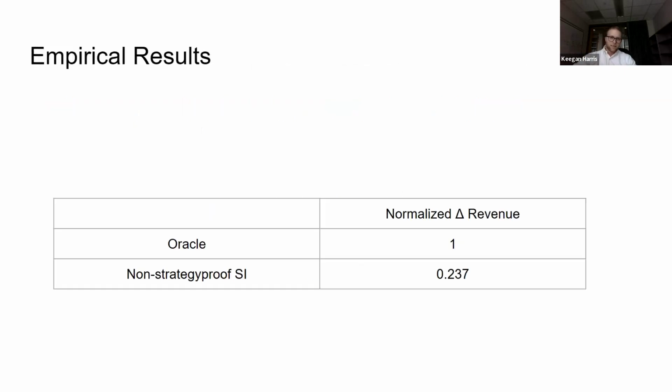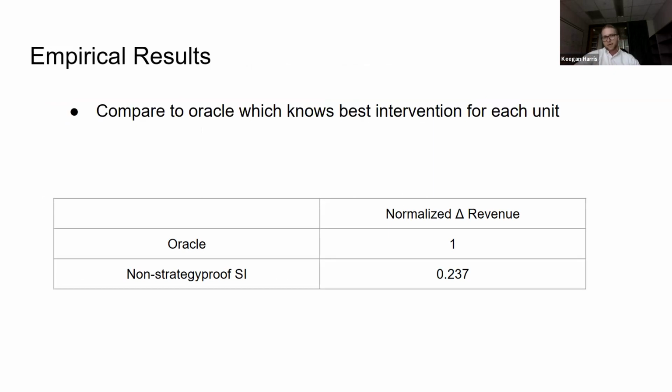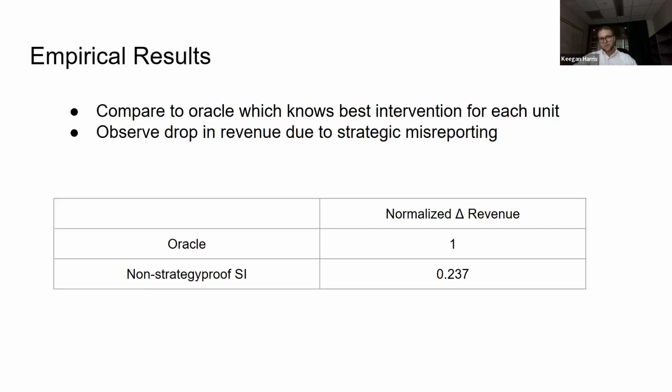So what we have here is this non-strategy-proof synthetic interventions estimator, and we're comparing it to this all-knowing oracle, which knows the best intervention for each unit. And our metric of interest here is normalized change in revenue, which the best it can be is 1. And you'll see that the non-strategy-proof synthetic interventions estimator gets 0.237. So we do observe a significant drop in revenue due to this strategic misreporting.